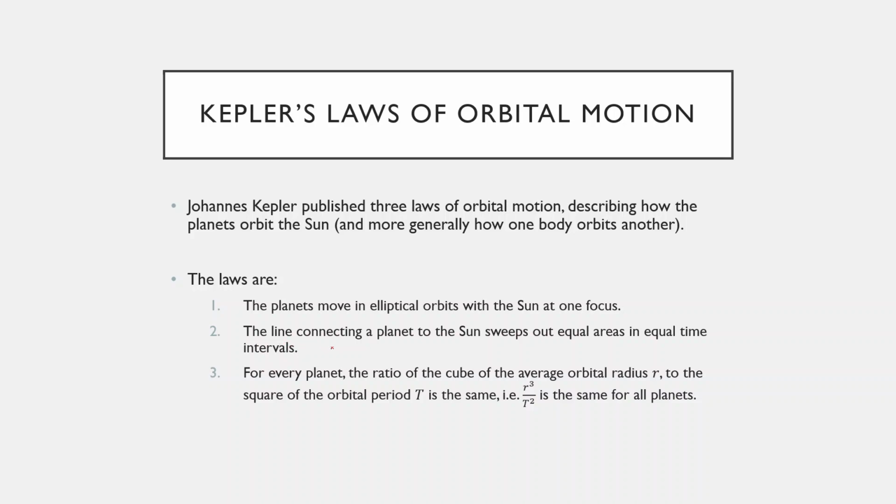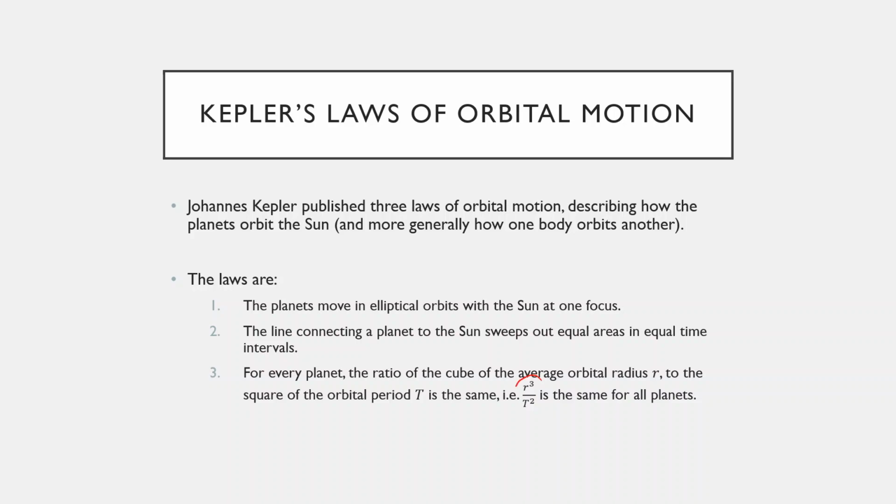Number 2, the line connecting a planet to the sun sweeps out equal areas in equal time intervals. Again, kind of cryptic, but we'll see a picture and it will become clear. And the third one, this one is the most relevant for you guys. It says, for every planet, the ratio of the cube of the average orbital radius r, okay, so the cube of that, to the square of the orbital period T is the same for all planets.